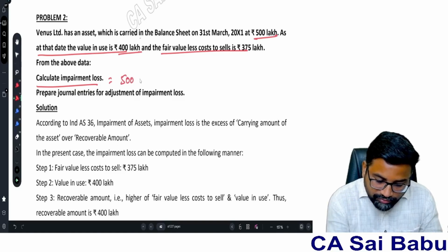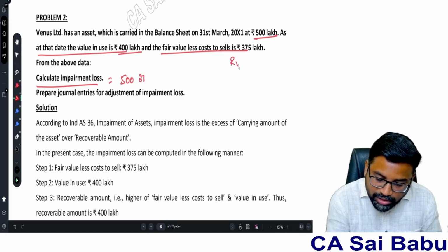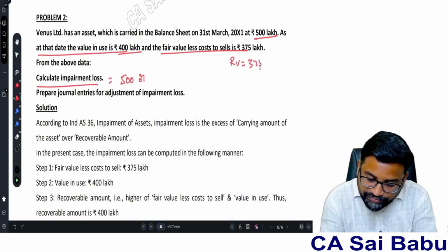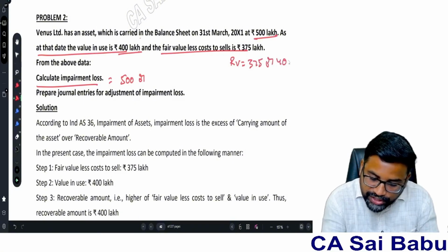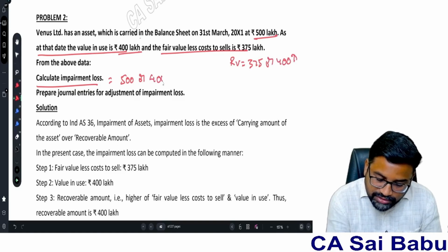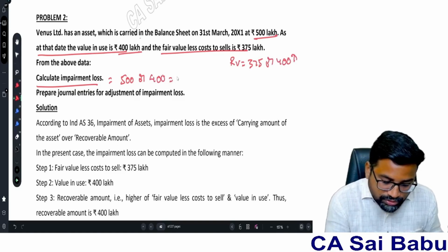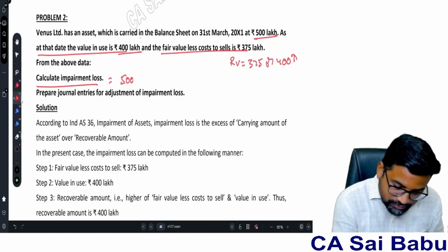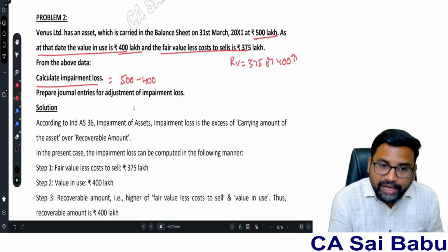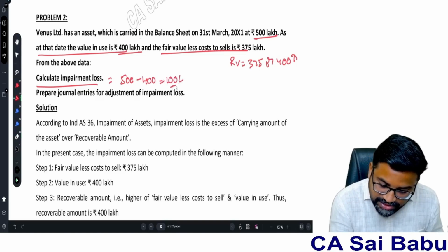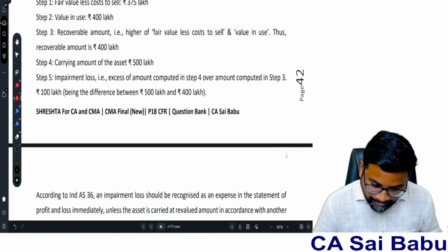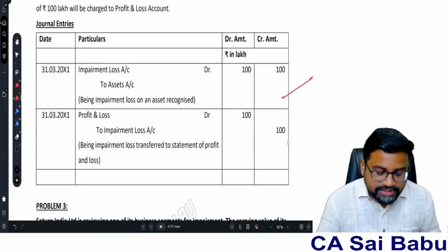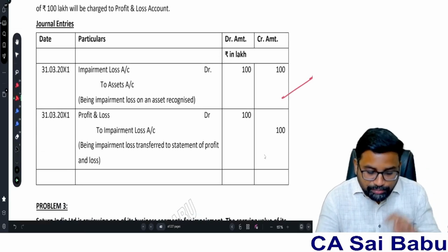Okay. 500 lakhs. What is the recoverable value? Recoverable value is equal to fair value less cost of disposal 375 or value in use 400, whichever is higher. So 400. So 500 or 400. So sorry, 500 minus 400. Carrying amount minus recoverable value, that is 100 lakhs is the impairment loss. So 100 lakhs is the impairment loss. And they're also asking the entries. What is the entry, sir? Simple, impairment loss to asset, then P&L to impairment loss.